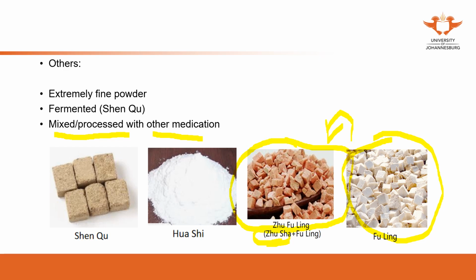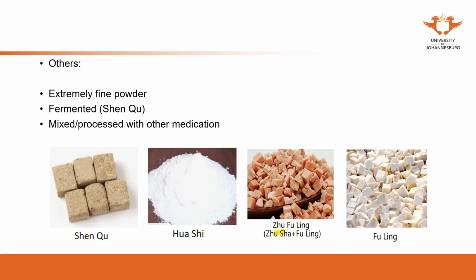And in this situation, we call it 朱茯苓. 朱 in Mandarin means red. So it actually means 茯苓 in red color. So these are different kinds of processing methods.